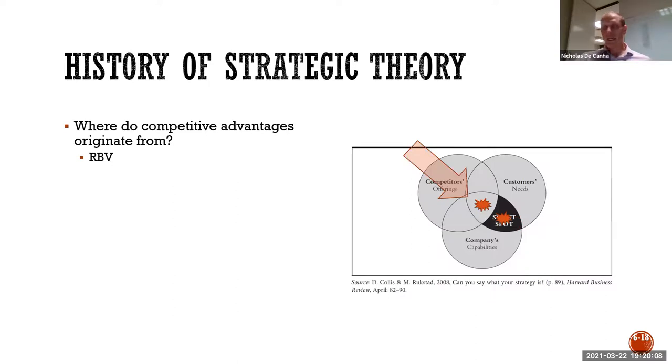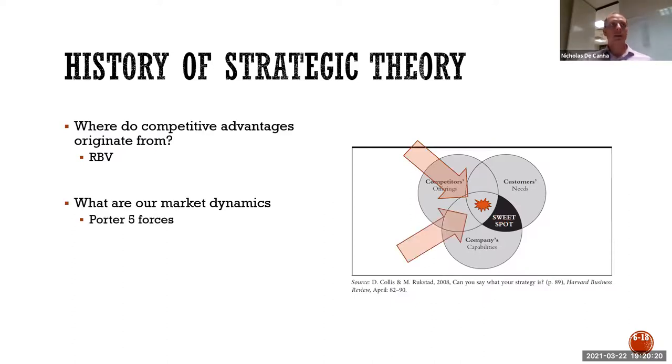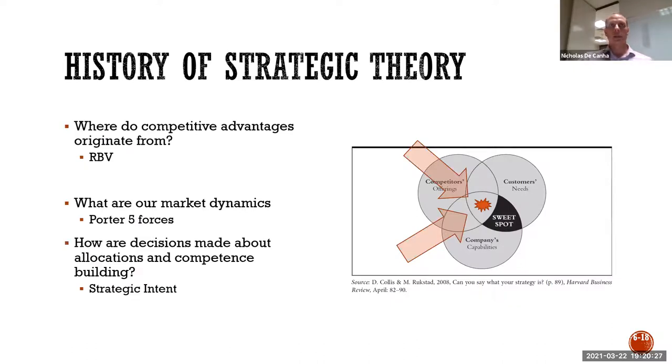And so we're now moving towards this RBV. So where do your advantages come from? And this is what the resource-based view of the firm is. And as I said, you've got these two areas which the customers want. Porter talks a lot about what are the interactions between us and our competitors. And so we're left with a sweet spot. And if you want to talk about where the business is going in many years, and that's part of the case today, that's a strategic intent question.